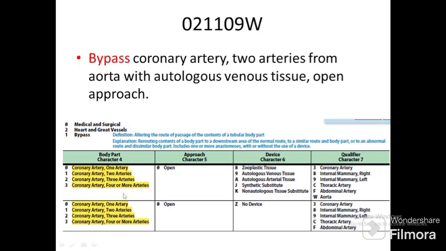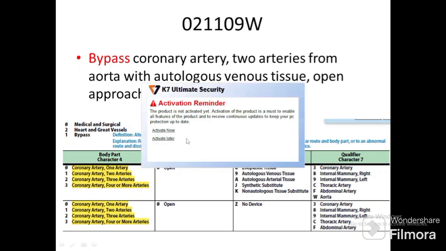In the 021 table, the bypass is from aorta to coronary arteries, 2 coronary arteries. So aorta to 2 coronary arteries. So the character 4 will be 1. The approach is open approach. And autologous venous tissue is identified as character 6 device value. And the qualifier is identified by the body part bypassed from, that is aorta.